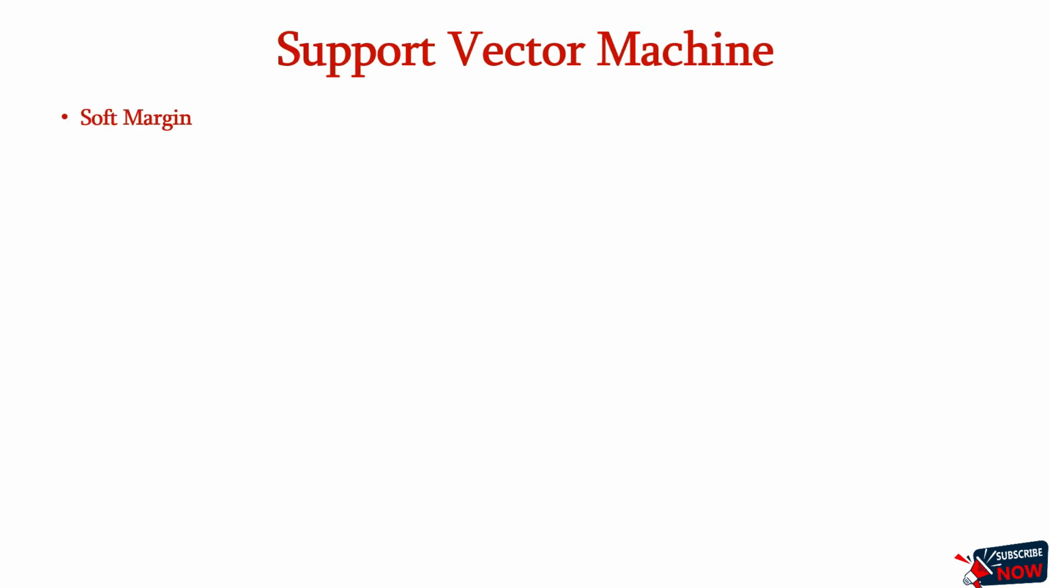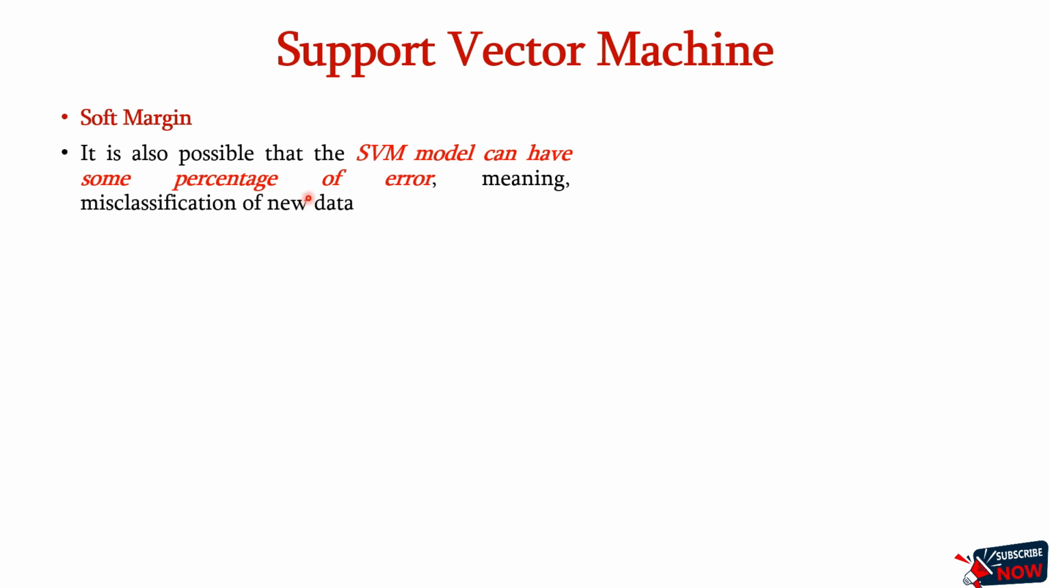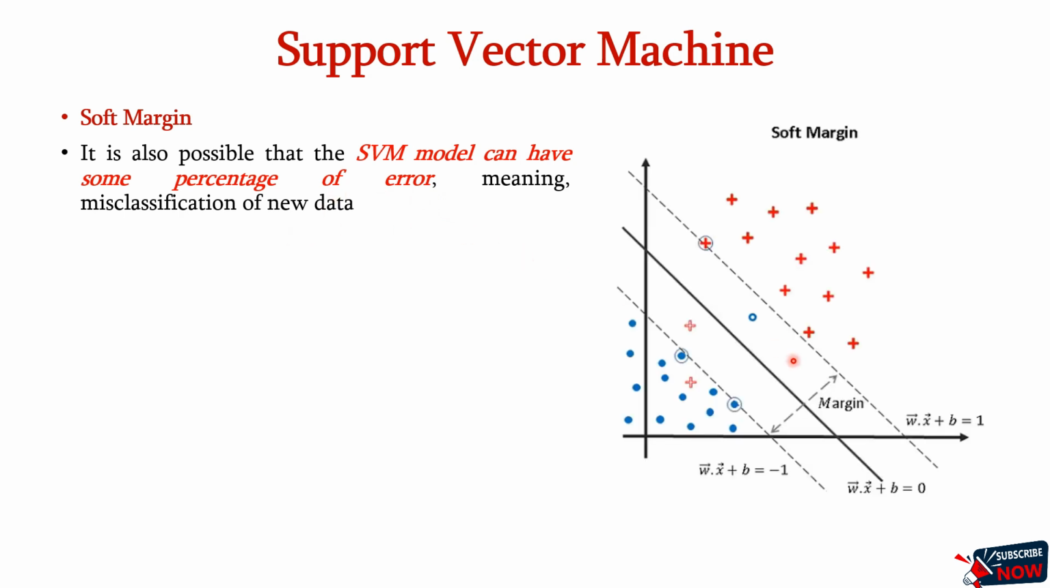Now let us see about soft margin. It is also possible that the SVM model can have some percentage of error, meaning we can have misclassification of new data as mentioned here. So we can see that the blue points are along with red points and red points are along with blue points. So this is allowing some misclassifications. So if margin is allowing some misclassifications, then it is called as soft margin.